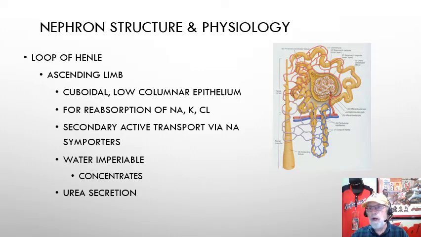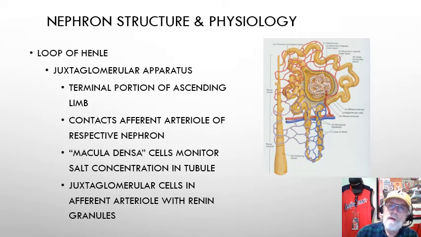Because we can't get water out once it goes up the ascending loop of Henle. And there, again, we talked about that juxtaglomerular apparatus, which is right by, if you look at the loop of Henle, when it comes up to right where the Bowman's capsule is, it goes right by that area called the macula densa, okay?